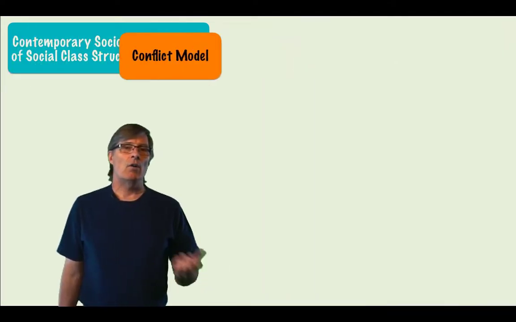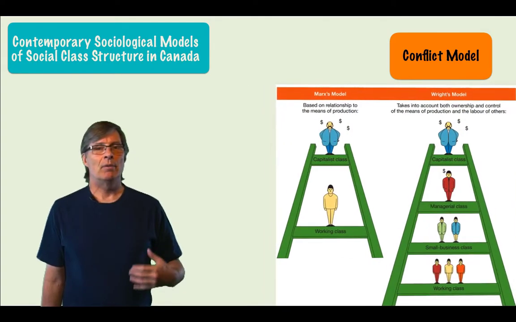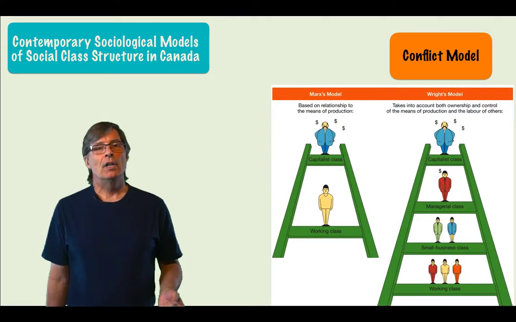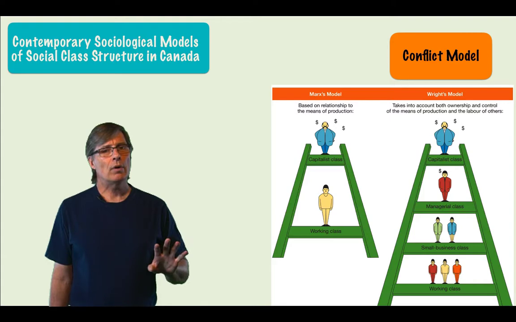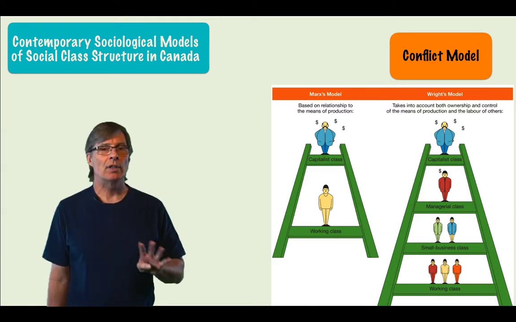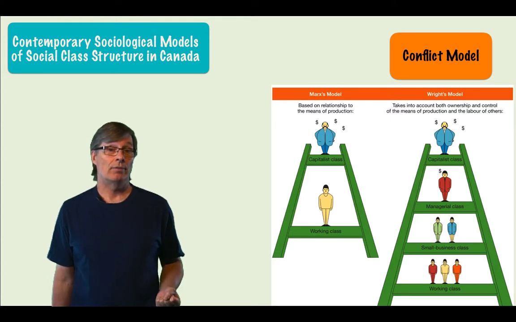So let's touch now on the Marxian model, and we're going to be using a theorist by the name of Eric Olin Wright, and he's the leading theorist following the Marxian approach. Now, there are 4 criteria for placement in class structure from Eric Olin Wright's perspective.